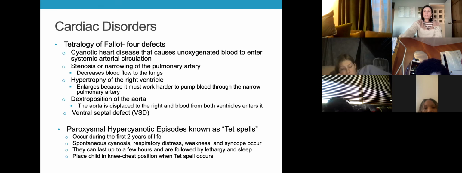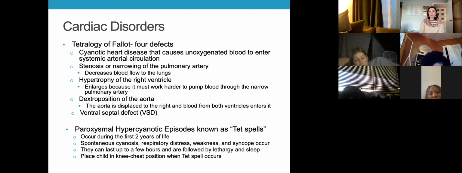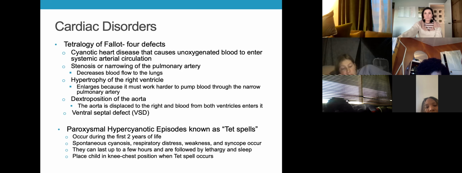So our tetralogy of Fallot is one of those disorders that decreases our pulmonary blood flow, and it is a combination of 4 defects. So you have stenosis or narrowing of the pulmonary artery, which is going to decrease the blood flow that goes to the lungs. You have hypertrophy of the right ventricle, where the right ventricle becomes enlarged because it has to work harder to pump the blood through that narrow pulmonary artery. And then you have dextroposition of the aorta, where the aorta becomes displaced to the right and blood from both ventricles is going to go into the aorta.